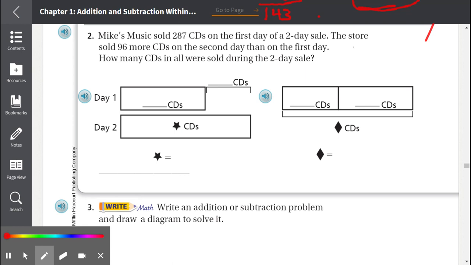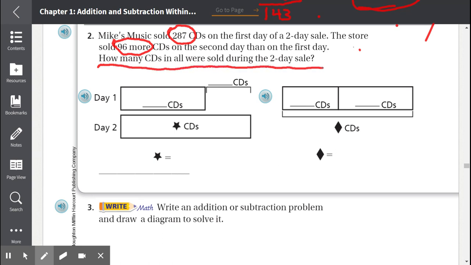So let's circle our keywords and important numbers. 287 CDs were sold on the first day. And on the second day, they sold 96 more CDs than they did on the first day. We underline our question because it tells us what to find. How many CDs in all were sold during the 2-day sale? We have a keyword, in all. In all tells us we have to add. So whenever you see in all, that's another keyword that tells us to add.